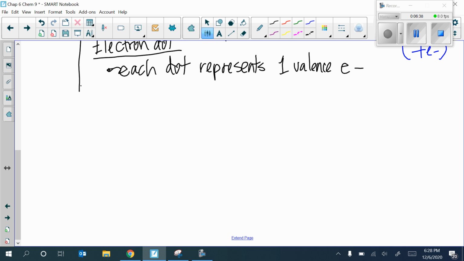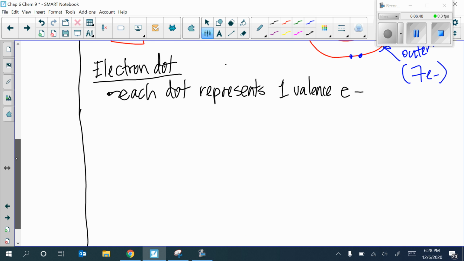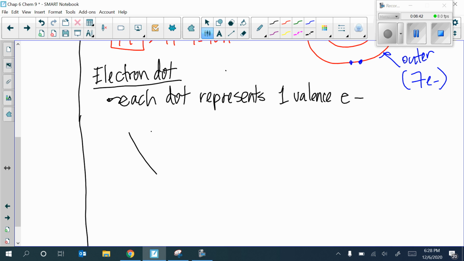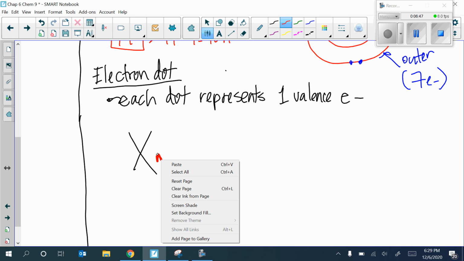So how we are going to draw this is, let's just say we have element X. We don't really care what element it is. And if you have 1 valence electron, you are going to put it there on that side.